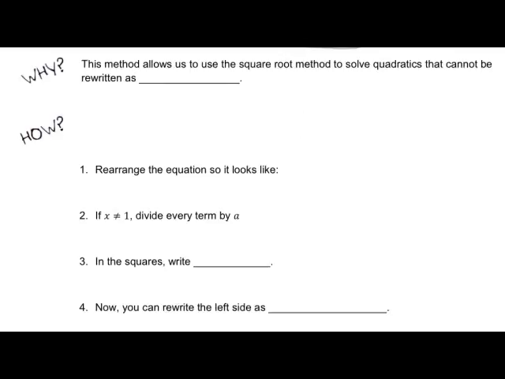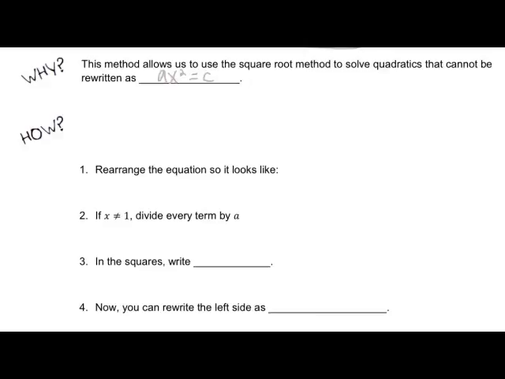So you might ask why we would want to complete the square. This method allows us to use the square root method to solve quadratics that cannot be written as ax squared equals c. As we talked about before, in order to use the square root method, it has to be in the form ax squared equals c, so it can't have that x term.